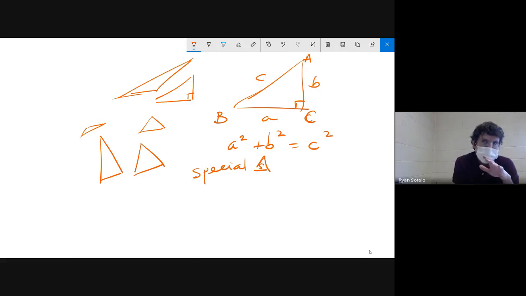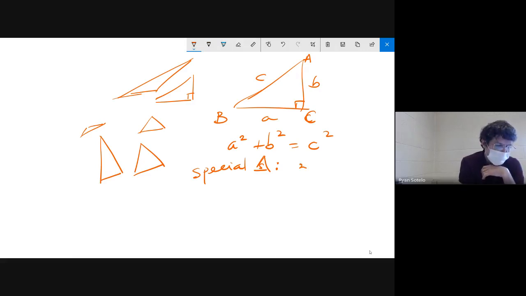But we had some special triangles. These were right triangles, so they're all right triangles. But we called them special triangles, and you were expected to memorize the relationship between the sides. Does that ring a bell for anybody? Okay, I'll give you one of the special triangles.